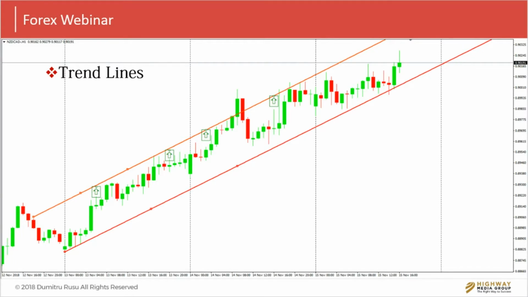As we can see in this slide over here, we define this as an uptrend. It's because we have always newer highs, higher highs and higher lows. The support and resistance, you can see the support is the bottom one and the resistance is the top one.